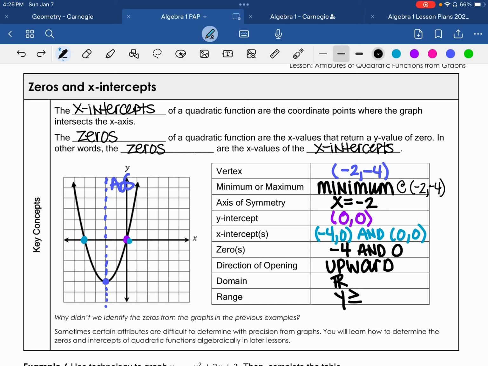Let me make that line a little bit better. Oops. I don't know why it keeps doing that. There we go. And I'm going to go back and pick the y value of my vertex, or my minimum, -4.